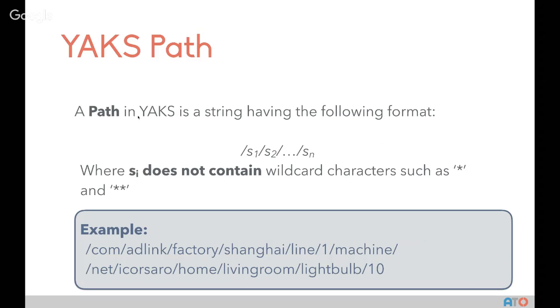So the YAKS path. A path is really inspired by URI, by the path part of a URI. So it's a string with a URI format: /segment/segment/segment. With the point that a segment cannot contain wildcard characters such as star or star star. And we have here some examples of paths.